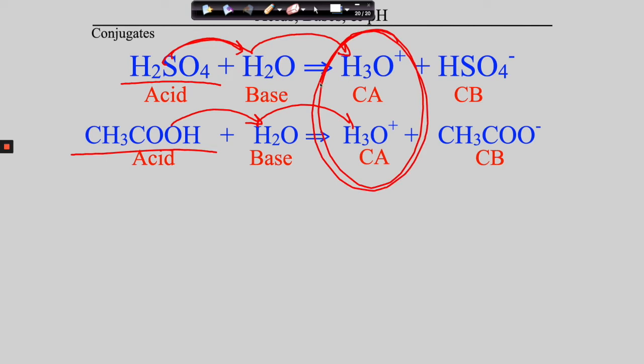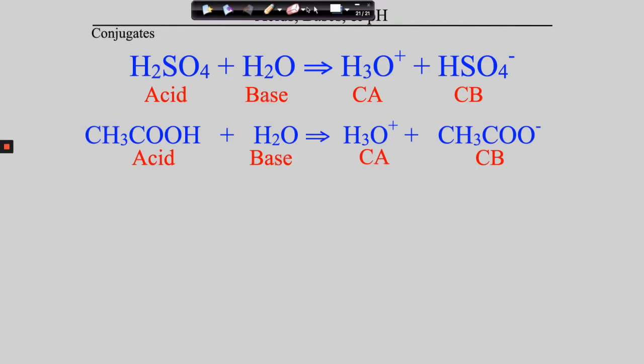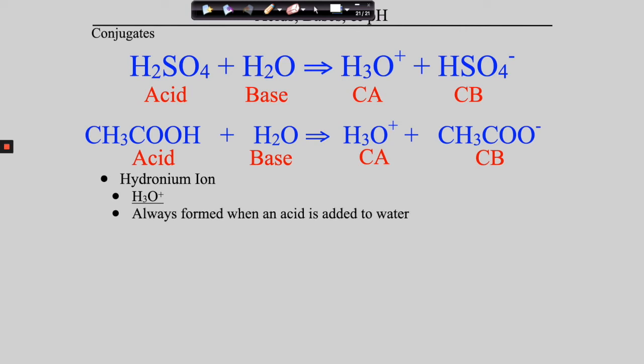And guys, this molecule is important. It's actually so important that it has a name. The name of this molecule is the hydronium ion. And guys, hydronium ion actually has the formula H3O plus. But the thing that you've got to understand is that this hydronium ion, this H3O plus, is always formed when an acid is added to water to make the acid.